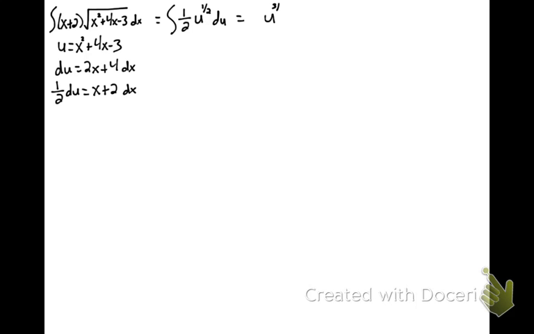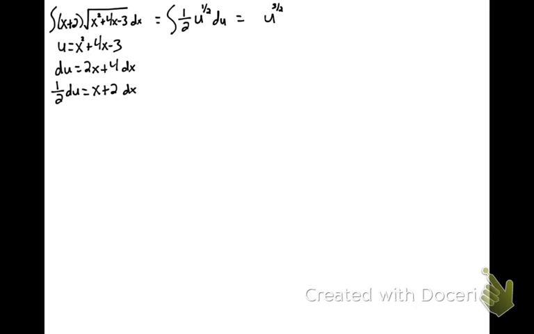This means that du equals 2x plus 4 dx, and if I divide both sides by 2, then half of du equals, conveniently, x plus 2 dx. So now I can make the necessary substitution. This means that I'll have the integral of 1/2 u to the 1/2 du, and when we integrate that, we'll have u to the 3/2 power.